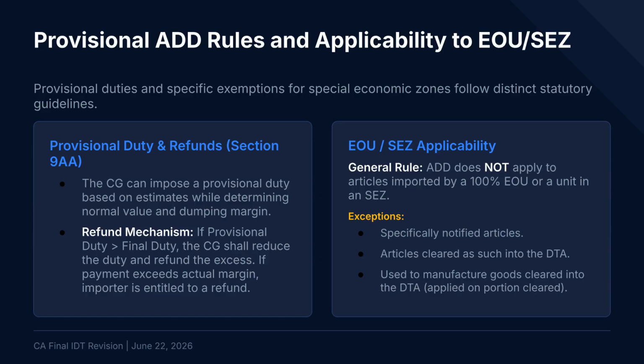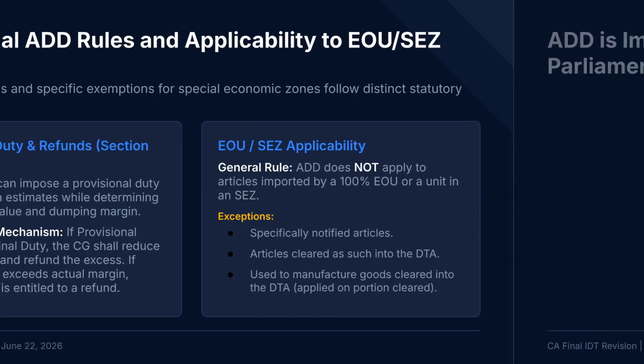While investigations are pending, the central government may impose provisional anti-dumping duty based on estimated figures. If the final duty determined is lower, excess collections must be refunded. Additionally, importers who prove they paid duty beyond the actual margin of dumping are entitled to refunds. Similar to safeguard and countervailing duties, anti-dumping duty generally does not apply to imports made by 100% EOUs and SEZ units, unless specifically notified, or when goods are eventually cleared into the domestic tariff area.